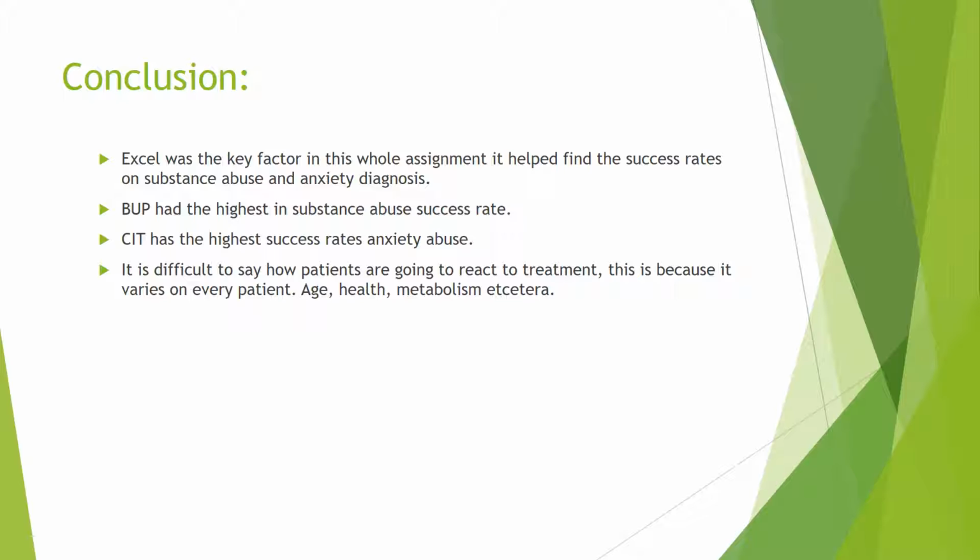So in conclusion, Excel was the key factor in this whole assignment. It helped find the success rate for substance abuse and anxiety diagnosis. BUP had the highest success rate for substance abuse. SIT has the highest success rate for anxiety. And in my opinion, it is difficult to say how patients are going to react to treatment. This is because it varies with every patient. It can vary with age, it can vary with health, it can be the metabolism. It can depend on many factors.